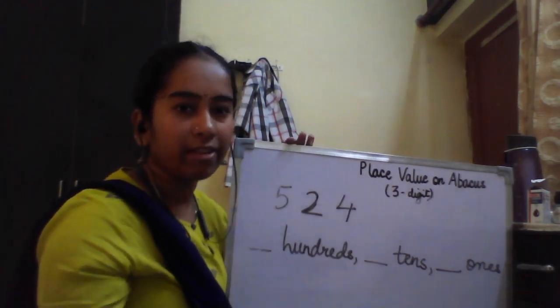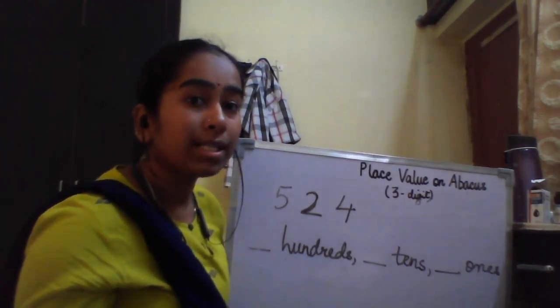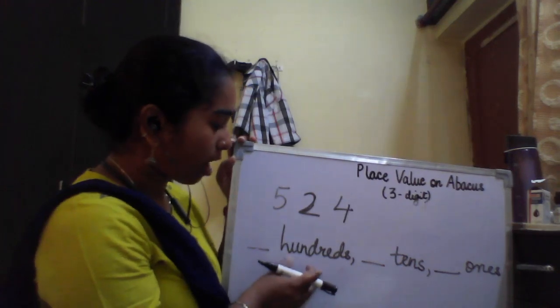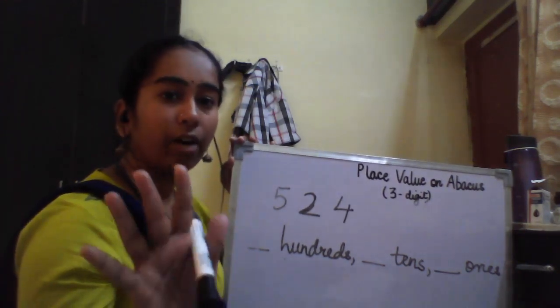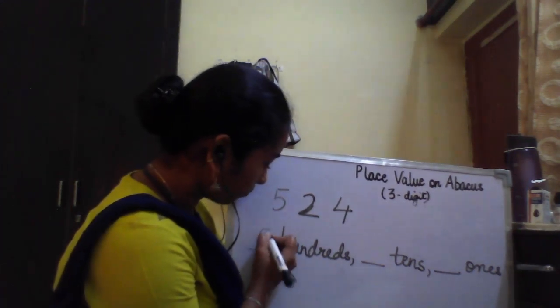Repeat after me. 524. So how many hundreds are we saying? 5 hundreds. So what will come in hundreds? 5.